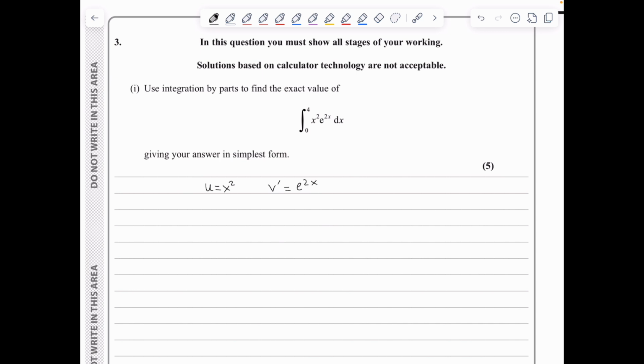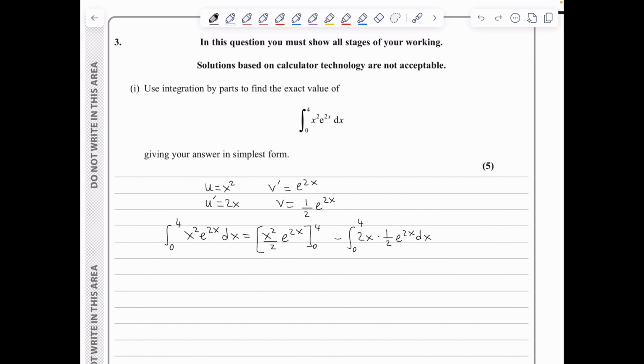Remember, we are always setting u to be that part which will become simpler upon differentiation. So if u is the quadratic x squared, then u dash is going to be 2x, which is simpler. Now v, I will integrate e to the 2x to get 1 over 2 e to the 2x. So the integral from 0 up to 4 of x squared e to the 2x dx is going to be uv, so x squared over 2 e to the 2x from 0 up to 4, minus the integral of 2x times a half e to the 2x dx with limits being 0 and 4.